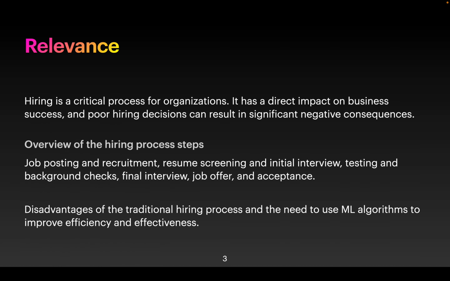Hiring is a critical process for organizations. It has a direct impact on business success, and poor hiring decisions can result in significant negative consequences. The hiring process involves a set of steps to recruit, evaluate, and select new employees who can contribute to the organization's success. These steps typically include job posting and recruitment, resume screening and initial interview, testing and background checks, final interview, job offer, and acceptance. The traditional hiring process can be time-consuming, costly, and subjective, leading to potential biases and errors in decision-making. As such, organizations have begun to explore the use of machine learning algorithms in the hiring process to improve its efficiency and effectiveness.